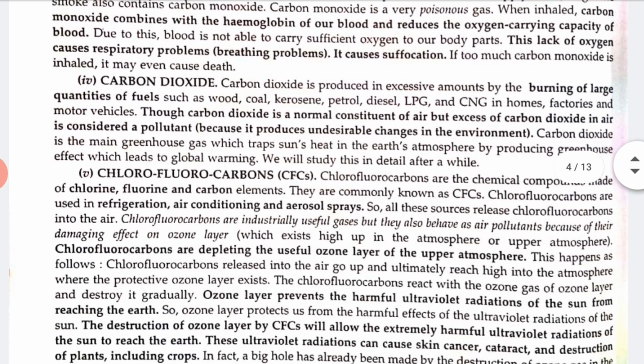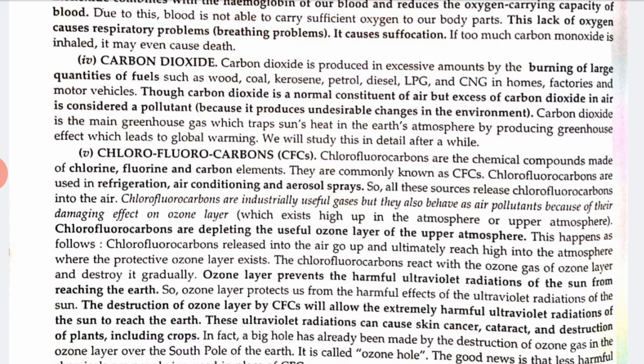Next we have carbon dioxide. Carbon dioxide is produced in excessive amounts by the burning of large quantities of fuels such as wood, coal, kerosene, petrol, diesel, LPG, CNG in houses, factories and motor vehicles. Though carbon dioxide is a normal constituent of the air, excess of carbon dioxide in the air is considered a pollutant because it produces undesirable change in the environment. Okay, we will study this in detail after a while.